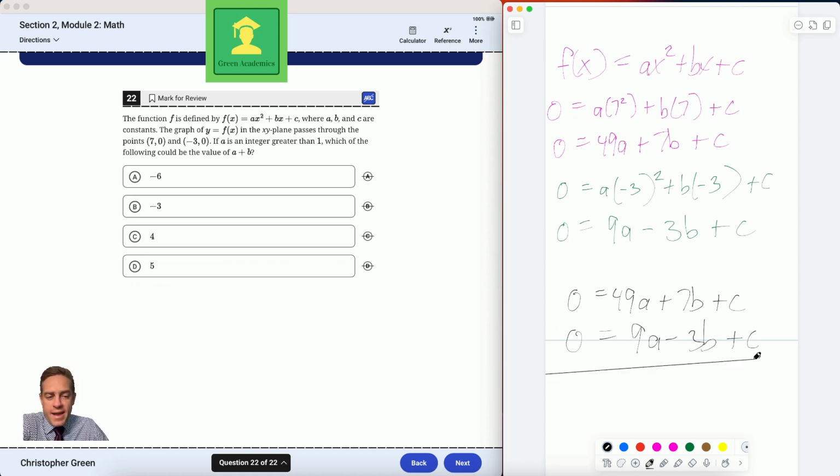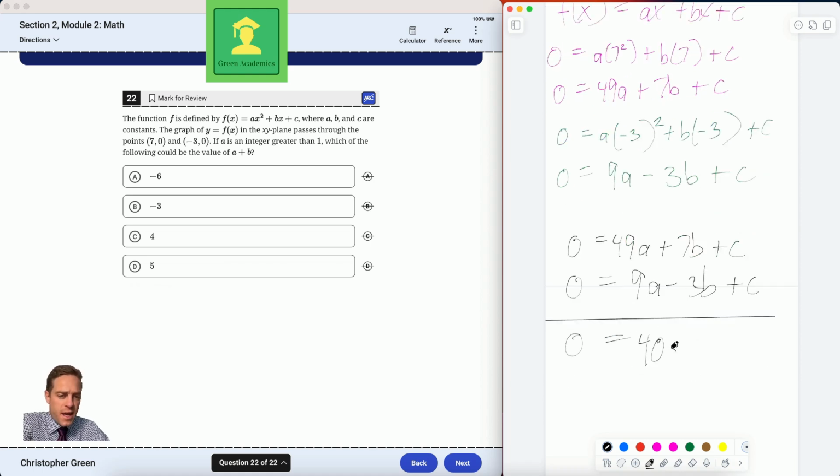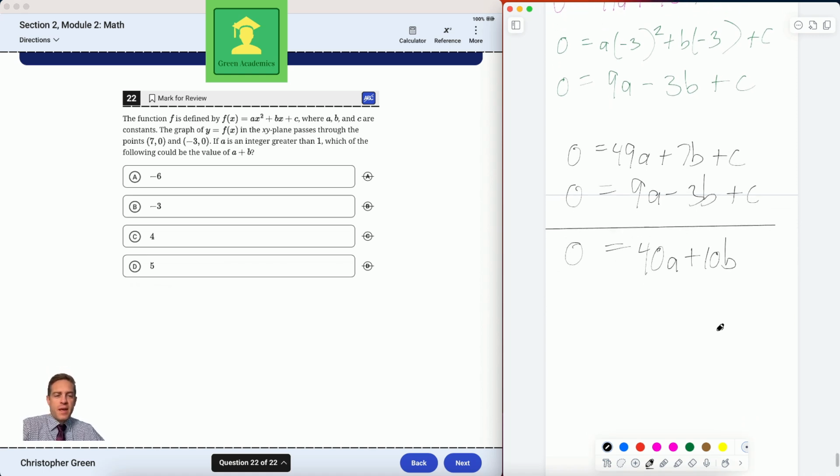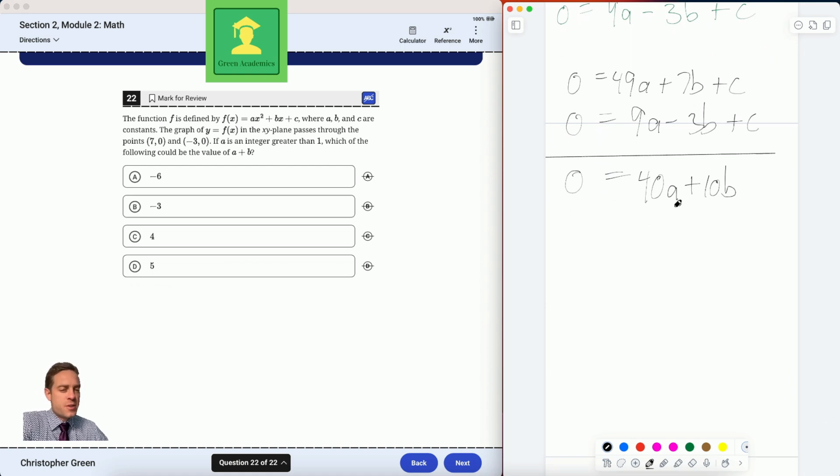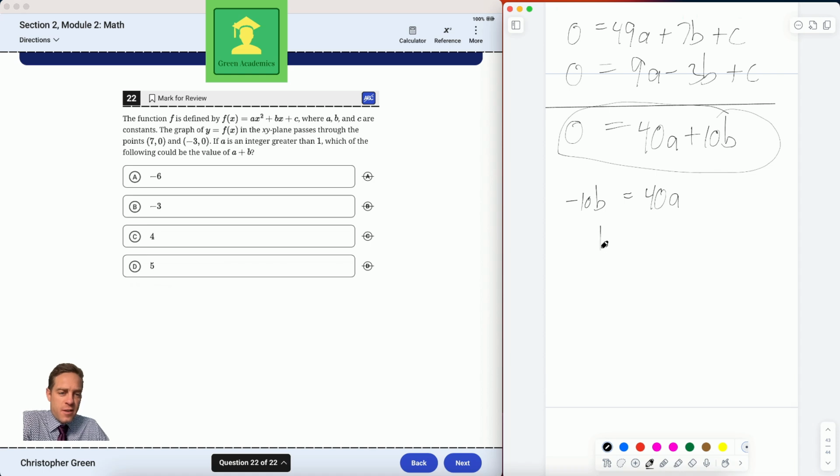Because if you subtracted the bottom expression from the top expression, the c's would disappear. So you'd still be left with 0 equals 40a, and then 7b minus negative 3b is 10b. So you could get to here. If a is an integer greater than 1, which of the following could be the value of a plus b? I think what you have to do is define one of them in terms of the other. So now I'm going to put negative 10b on the other side, equaling 40a, and divide both sides by negative 10. So b is negative 4a.